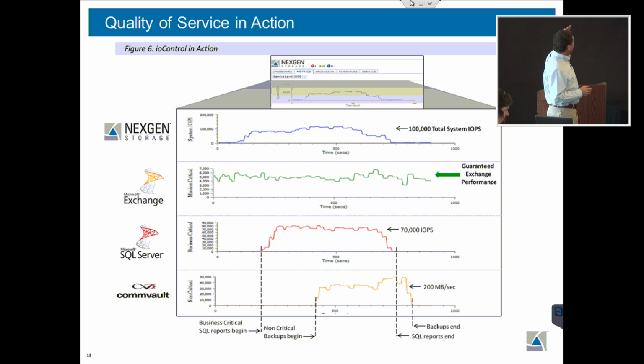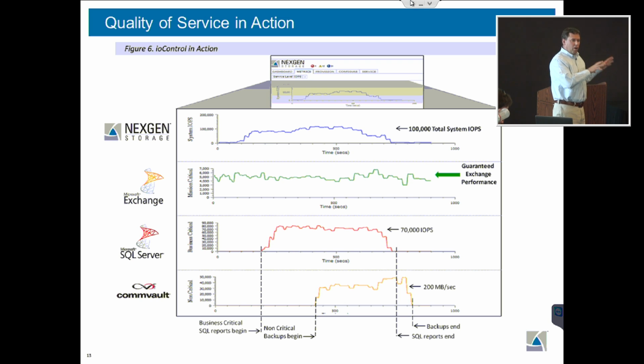And what you see is that nothing happens to the Exchange workload. That's what our quality of service engine is doing. It's isolating these workloads from one another and ensuring that no matter what else is happening on a SAN, you're going to maintain consistent performance on that mission-critical application, in this case, Exchange.